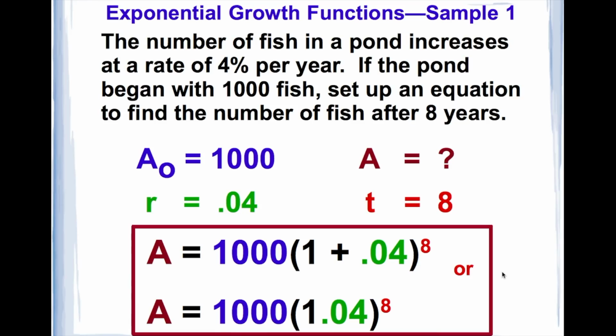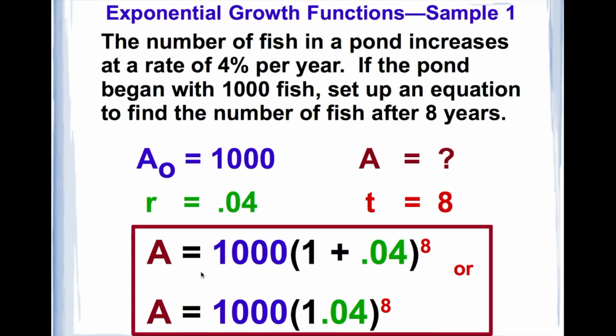Here's some sample problems. This is exponential growth. The number of fish in a pond increases at a rate of 4% per year. If the pond began with 1,000 fish, set up an equation to find the number of fish after 8 years. So, of course, we know it's growth because it's a title and because it says it's increasing at 4% per year. So 4% written as a decimal is 0.04. The beginning amount was 1,000. They said they began with 1,000 fish. We're checking the pond after 8 years, so we're missing our final amount.